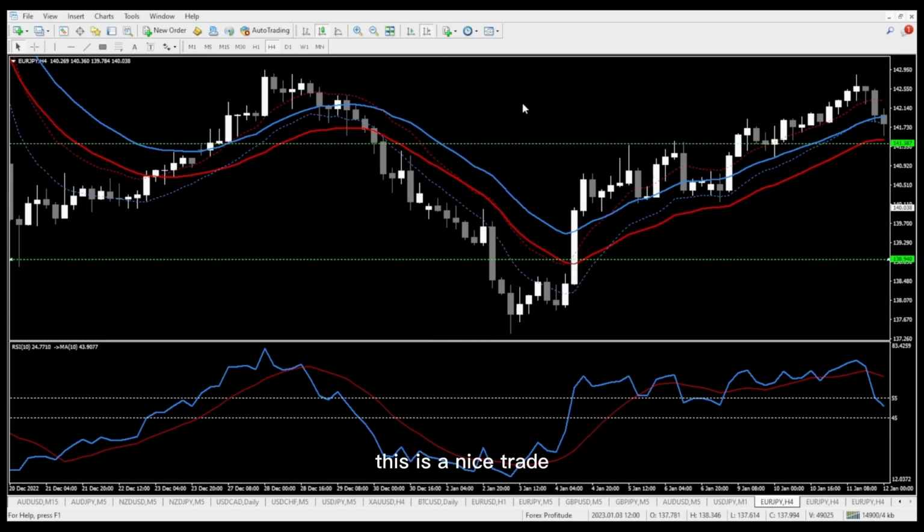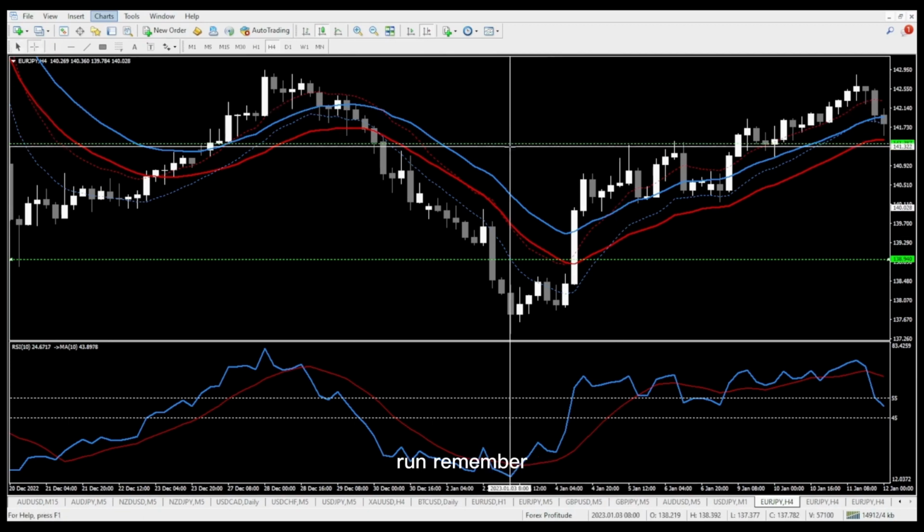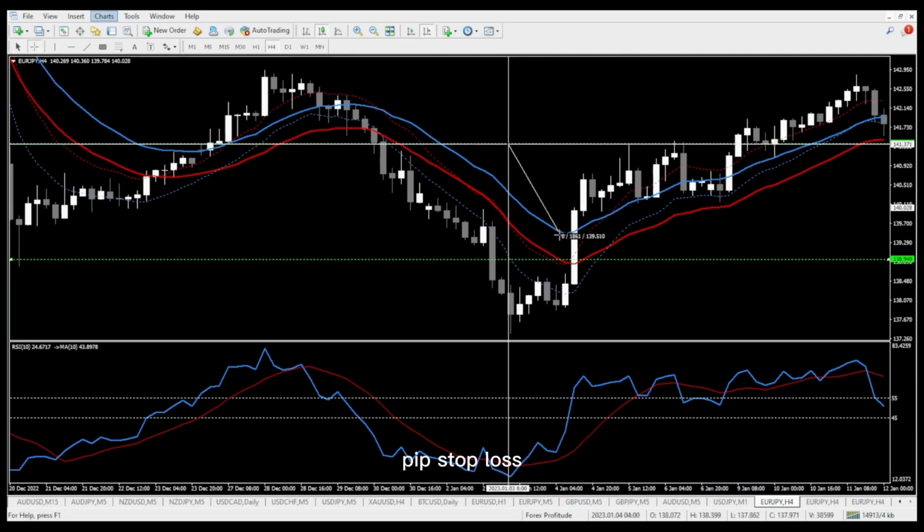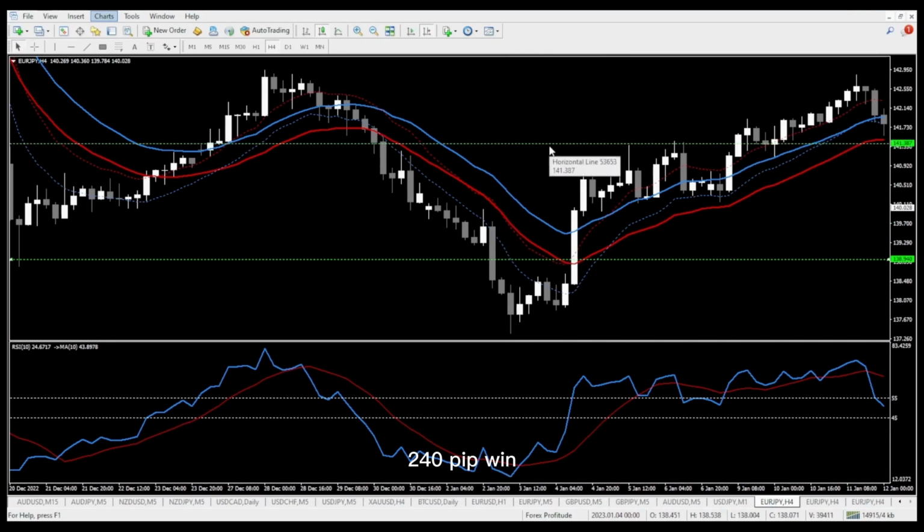Now, this is a nice trade. They're not all going to work as nicely as this. So this is just a really nice example. But I wanted to show you what the difference is. If we let that trade run, remember we had a 90 pip stop loss. In this case, we'd have a 240 pip win on this one.